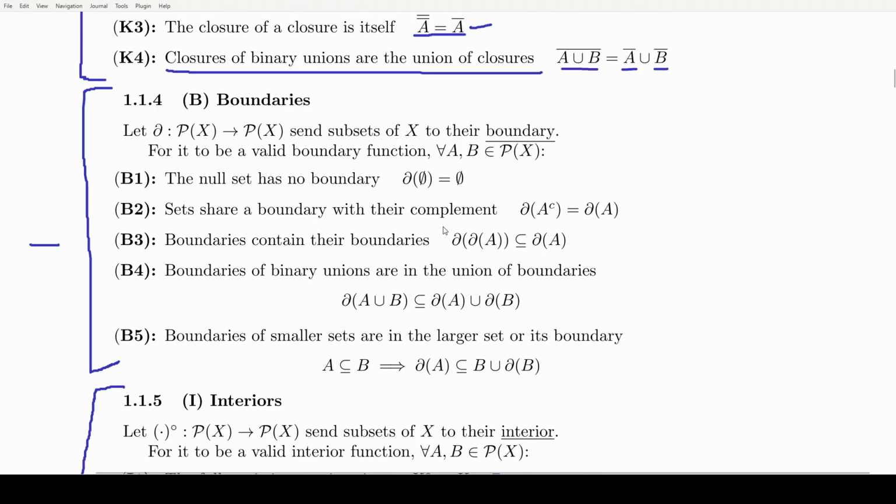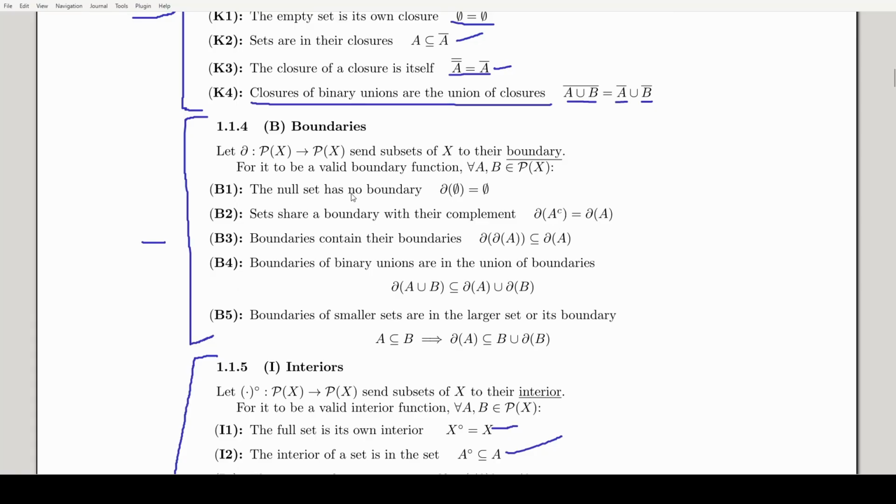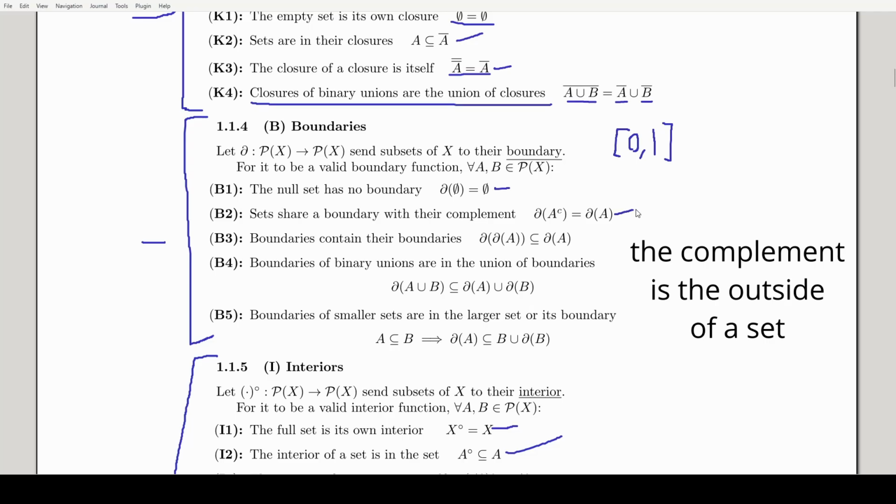Okay. So, the null set or the boundary is the stuff touching the inside and outside of the set. So if I have the interval from 0 to 1, 0 and 1 are the boundary because they are touching the outside and are in the inside, so they're touching the inside. So the null set has no boundary. Nothing touches nothing, so nothing can touch the inside and outside of nothing. Hopefully that makes sense.